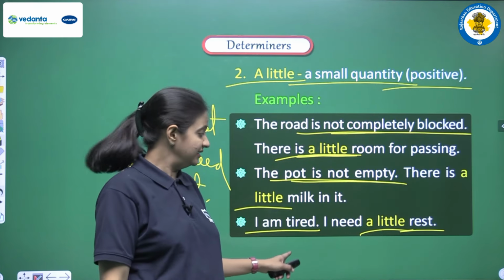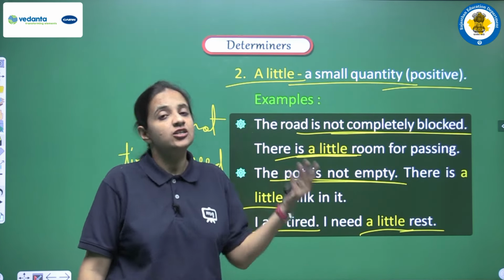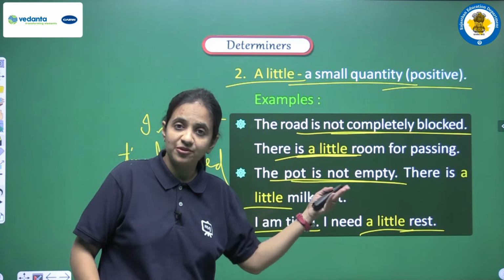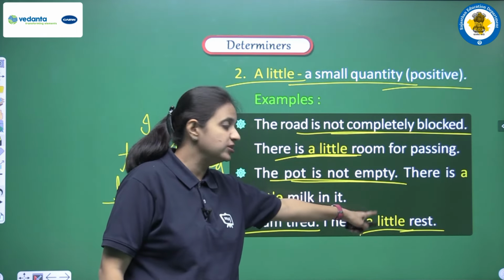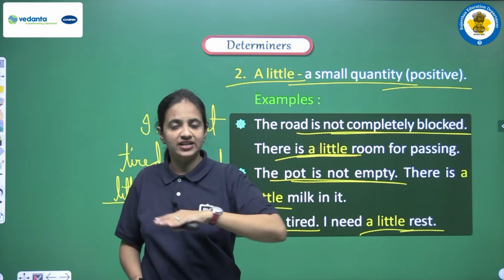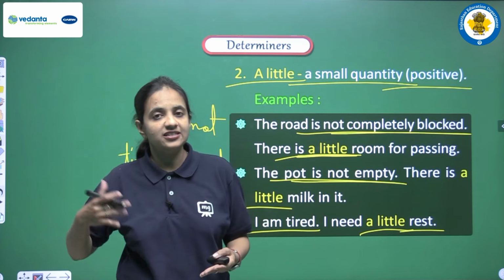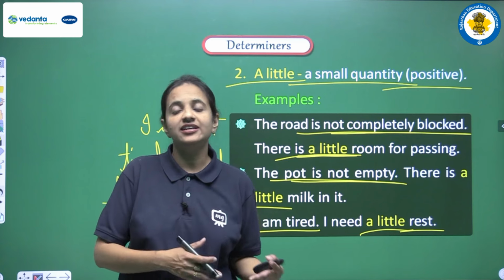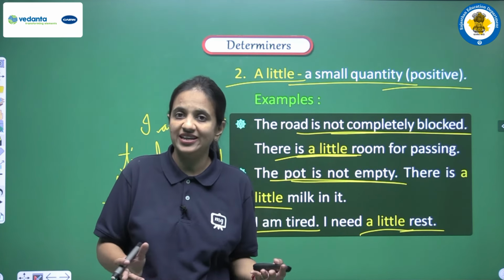But here our sentence is that I am tired. So actually I am tired, and because of this reason I really need some rest, and this is the reason we are using a little before rest. So yes, this is the difference between little and a little. Little is used to show the negative meaning in the sentence, and a little is used to create a positive meaning in the sentence.